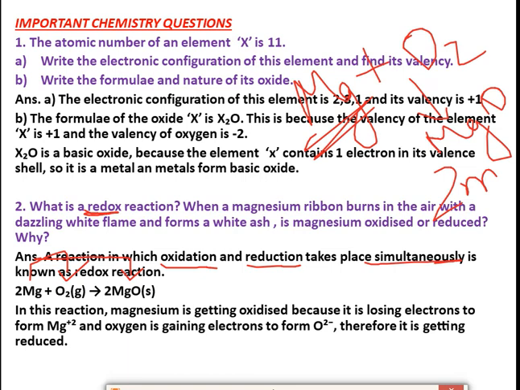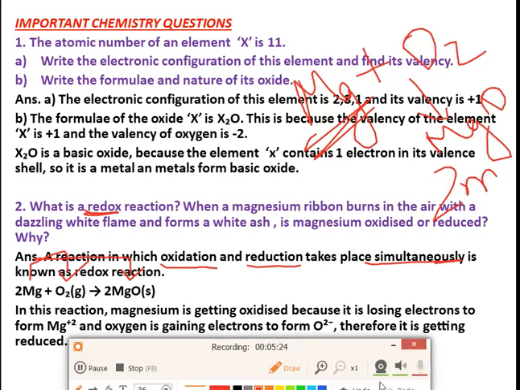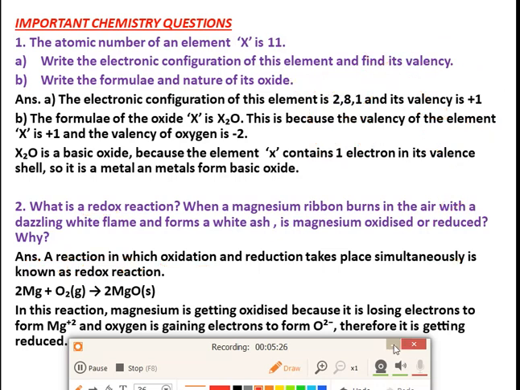In terms of electrons, we can say that magnesium is losing 2 electrons to form Mg2+ ion, and oxygen is gaining 2 electrons to form O2- ion. Therefore it is getting reduced. Magnesium is getting oxidized because it is losing electrons, and oxygen is gaining electrons, so it is getting reduced. So overall, we can say that magnesium is oxidized. Either you can say in those terms also that since oxygen is added to magnesium, this is an oxidation process. So magnesium is getting oxidized.